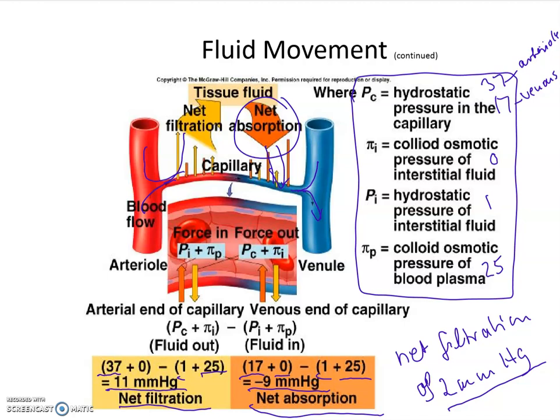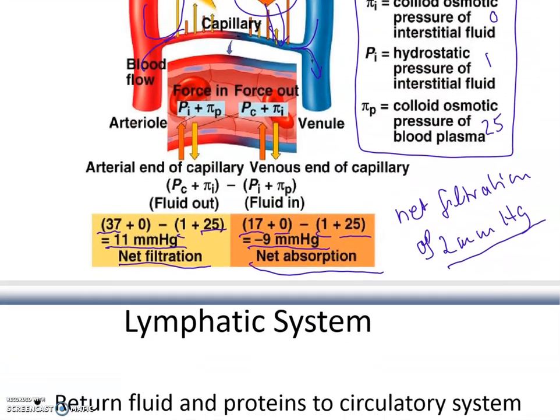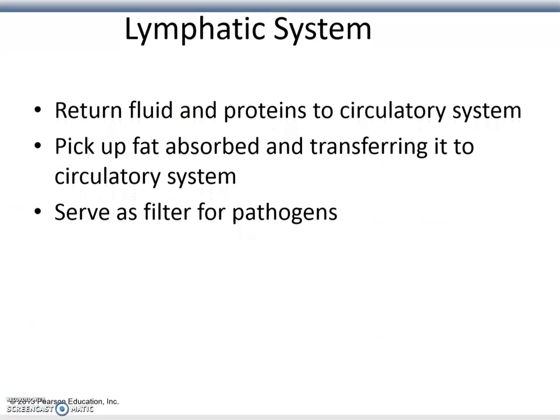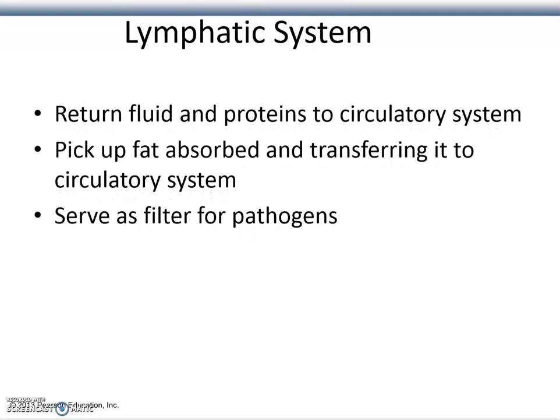If you're going through your body with your cardiac output of 5 liters per minute, going through your body once with the 5 liters per minute, this would add up. These 2 millimeters of mercury of lost fluids in the tissues will add up, and you're going to end up with something called edema, unless you find another way of picking up these fluids that you weren't able to recapture. And that's why we have a lymphatic system.